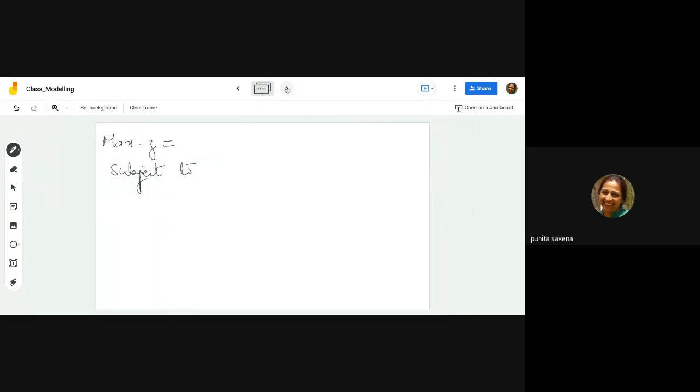So when you say subject to, then you write all the four constraints here, and lastly we write the non-negativity restrictions. So this is how a typical linear programming problem is going to look. Is this okay? Yes, ma'am.